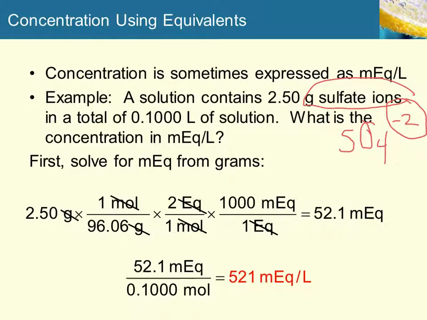Now I want that in milli equivalents per liter. So how many liters did they give me in my problem? 0.1. So I take my answer divided by 0.1 and I get 521 milli equivalents per liter. These problems are not difficult. It's all about paying attention to the units and making sure units cancel.